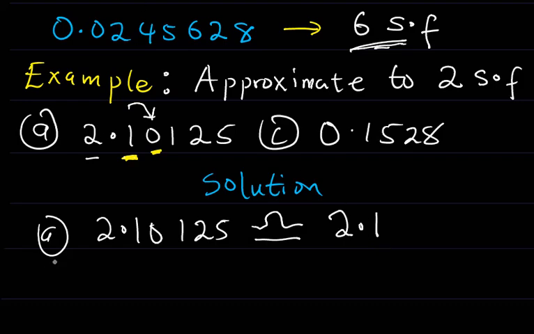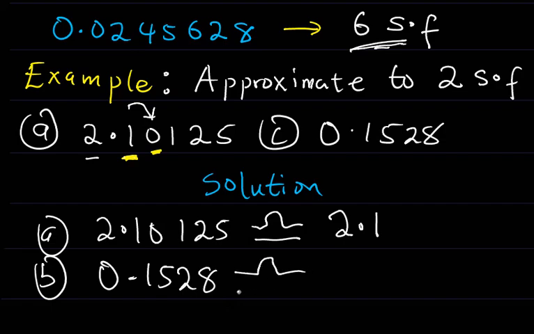Let's look at part B. Now I have 0.1528, and to perform this approximation to two significant figures, I start counting from here. This is 1, this is 2, and the number after the second significant figure is not up to 5, so the approximation still remains 0.15.